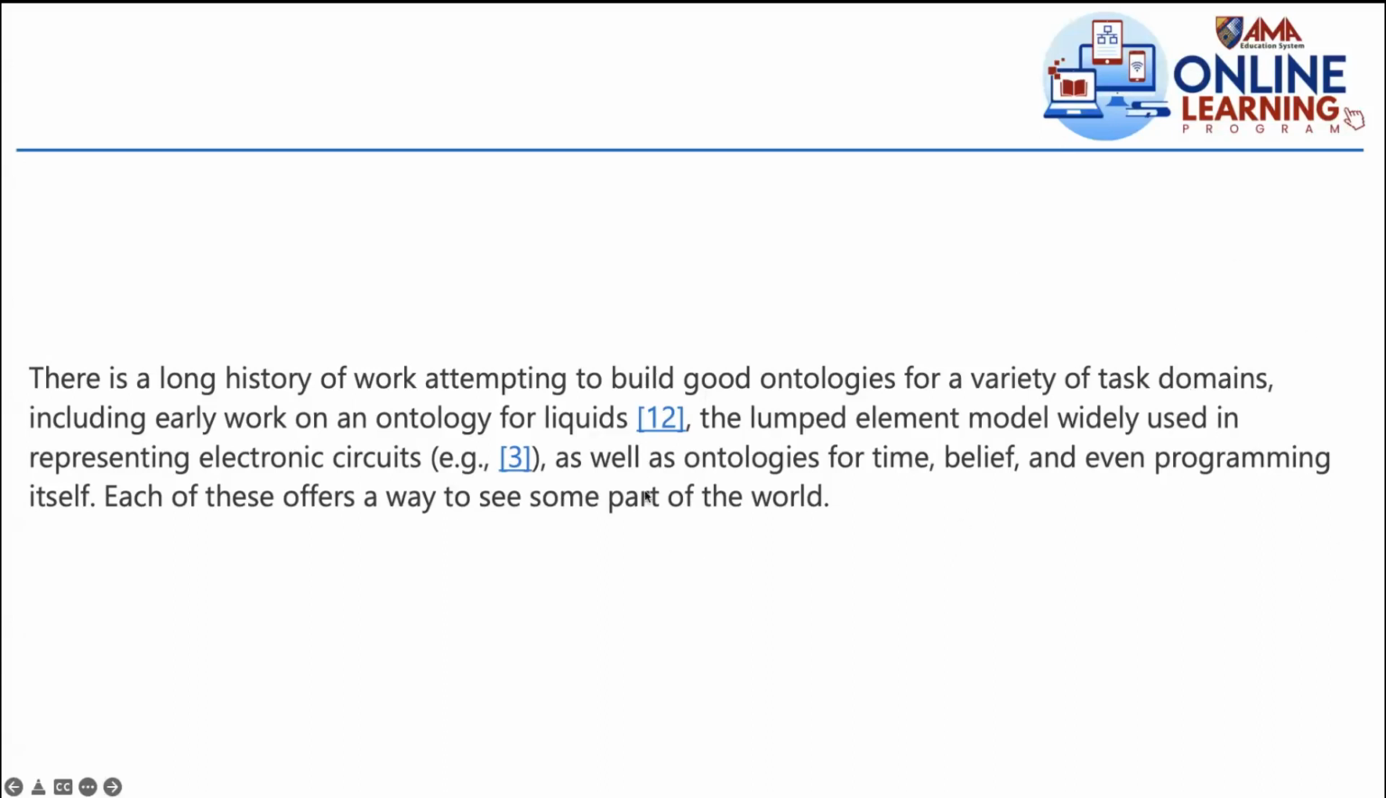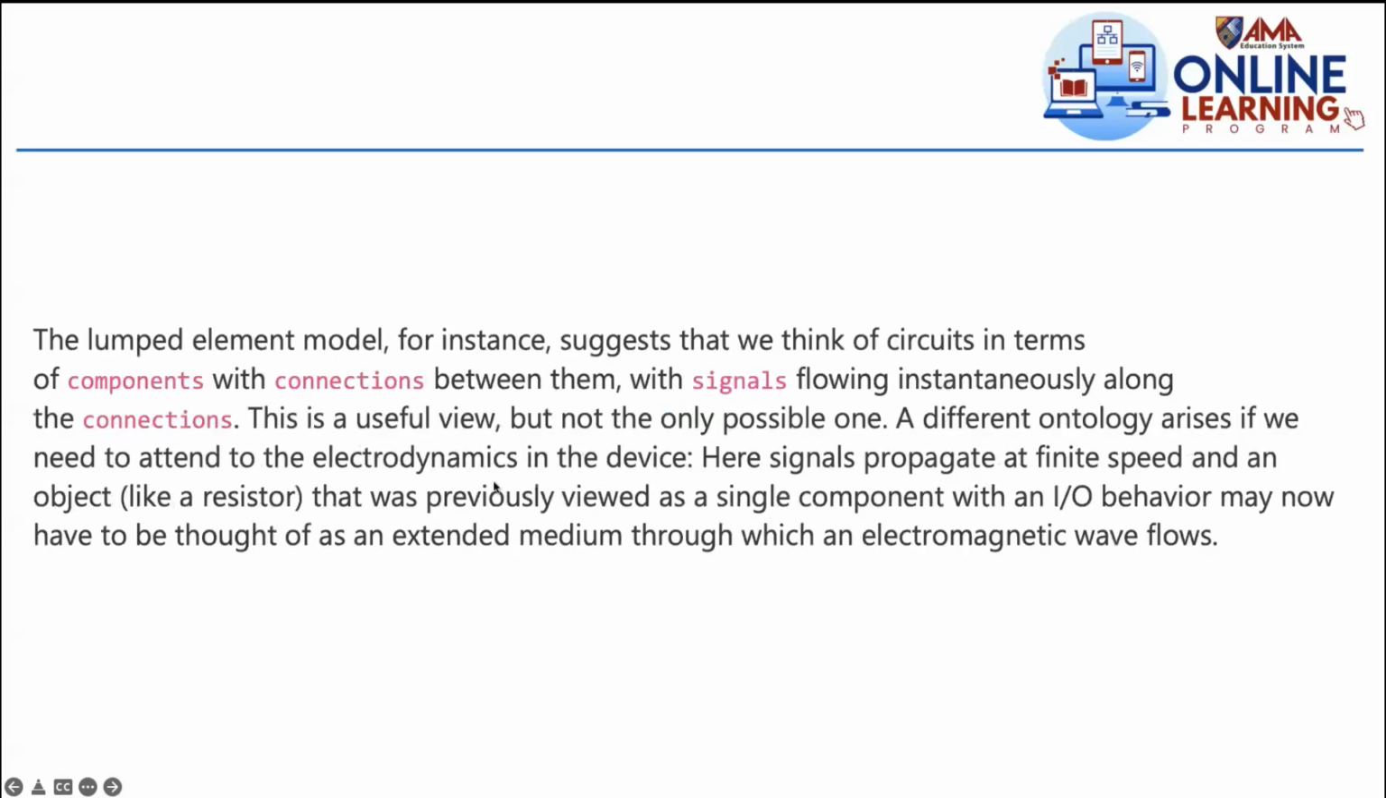Although there's an example here about the model, including early work on the ontology for liquids, the LAMP element model widely used in representing electronic circuits. Later, we'll see another model aside from the LAMP model regarding these electronic circuits, in the next slide, I guess. As well as ontologies for time, belief, and even programming itself. Each of these offers a way to see some part of the world only. Okay, not the whole. Okay, so let's proceed.